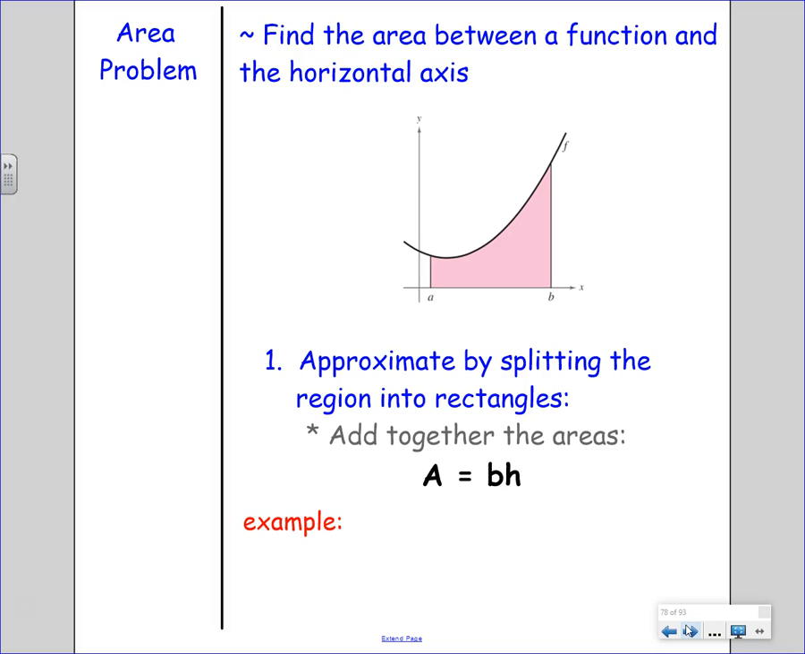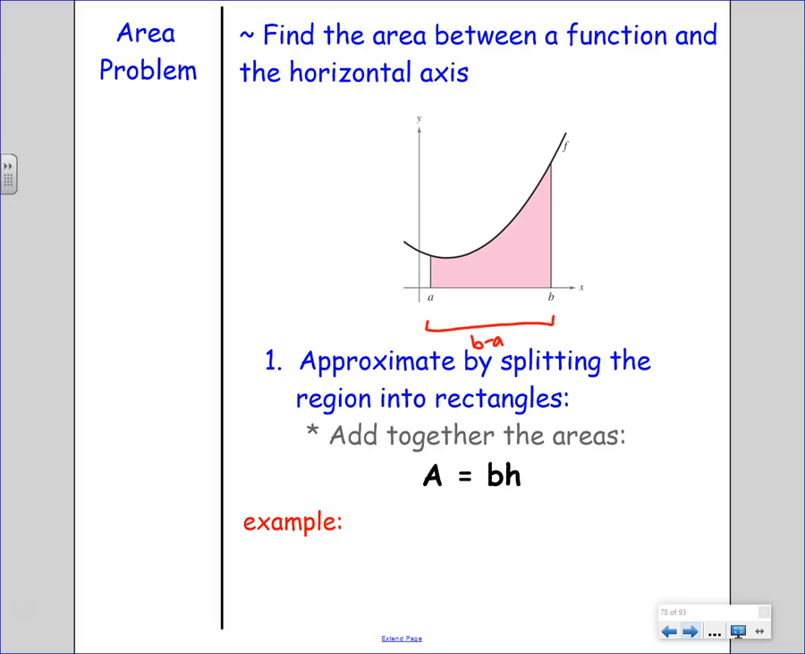So when they give you some sort of area that they want you to find, the very first thing you're going to have to do is split the region into rectangles. And to split it into rectangles, we're going to have to take the region from A to B, the distance of which would be B minus A. The distance of that interval will be B minus A, so A's x value, B's x value, subtract the two, that's the distance between them. And we're going to split that region up.